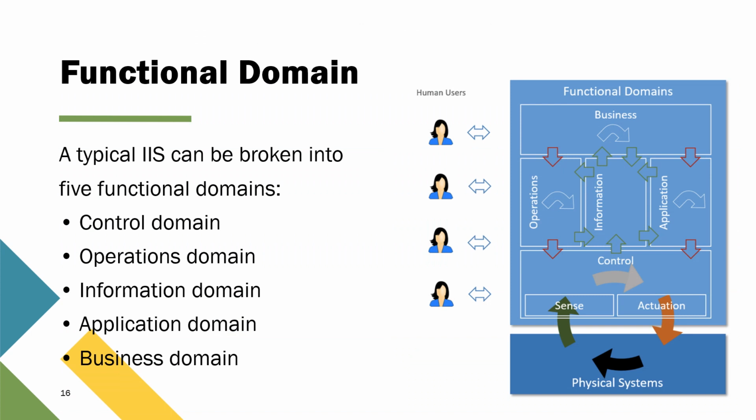A typical IIS can be broken into 5 functional domains: control domain, operation domain, information domain, application domain, and business domain. If you can see in this picture, there is a human user on the left. Then this is the functional domain, which means from the actuation and the sensor, there will be a control domain, and then the parallel things working side by side will be the operation domain, information domain, and application domain, and the top part will be the business domain.